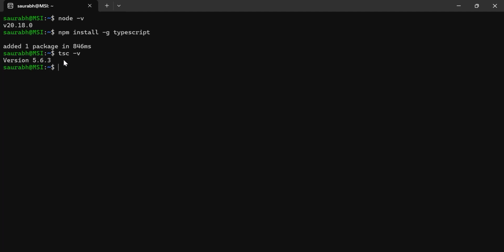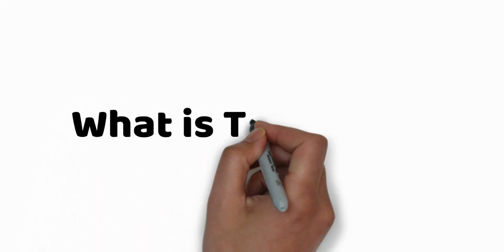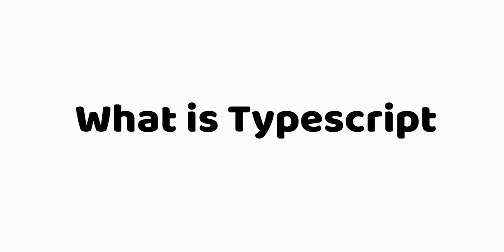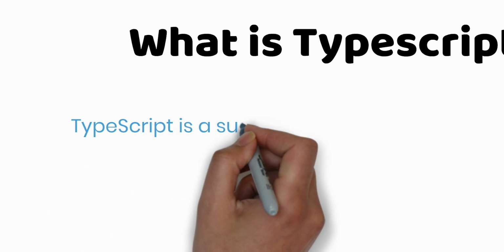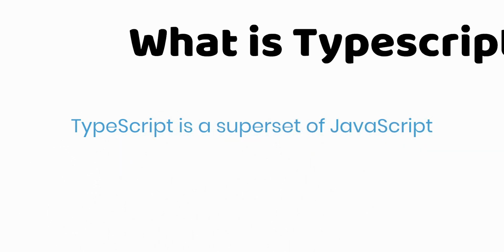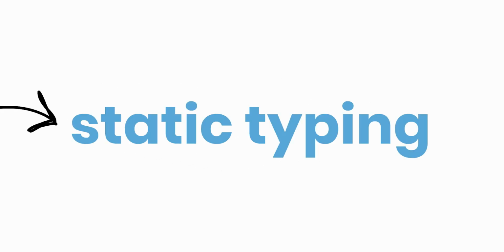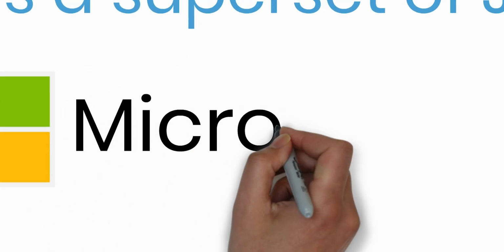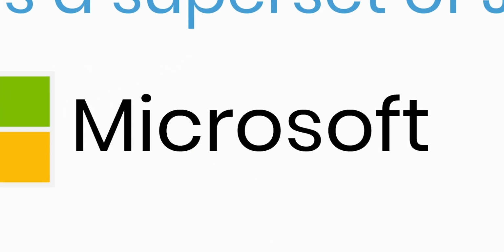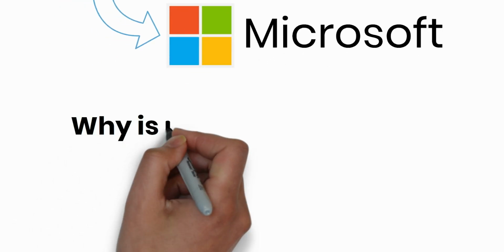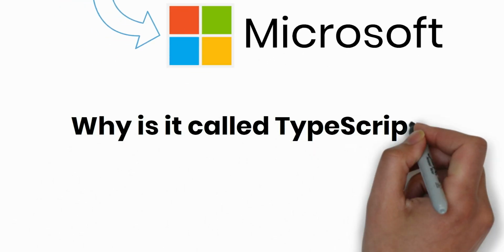Let's understand what TypeScript is. TypeScript is a superset of JavaScript, meaning it builds on top of JavaScript by adding additional features, especially static typing. It was developed by Microsoft to address some of the limitations of JavaScript, particularly in large-scale applications where managing types can become complex. But why is it called TypeScript?